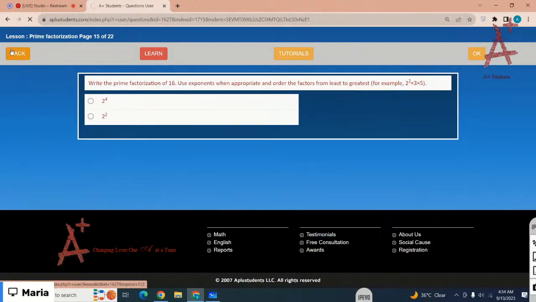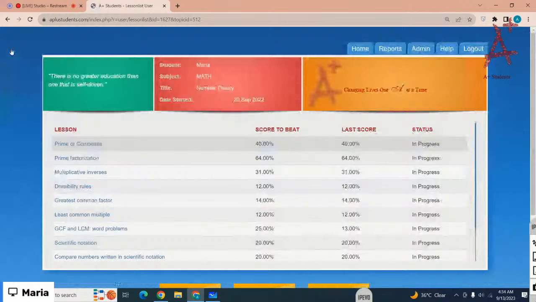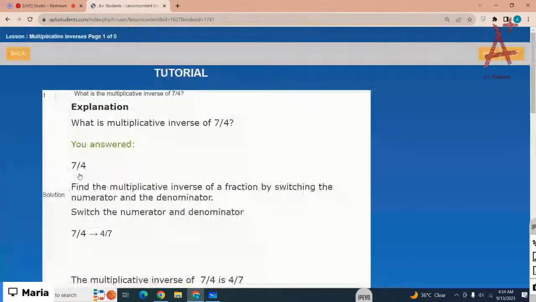Let me just move on to the next lesson, that is the multiplicative inverse. So we have already done that: you can find the multiplicative inverse of a fraction by just switching the numerator and denominator, right? So if the number is 7 over 4, that means the multiplicative inverse is 4 over 7, right?